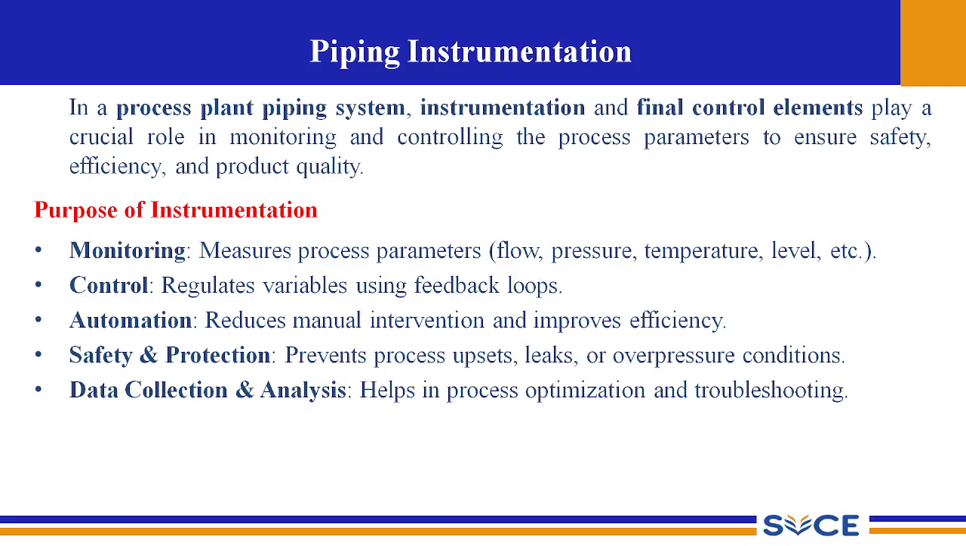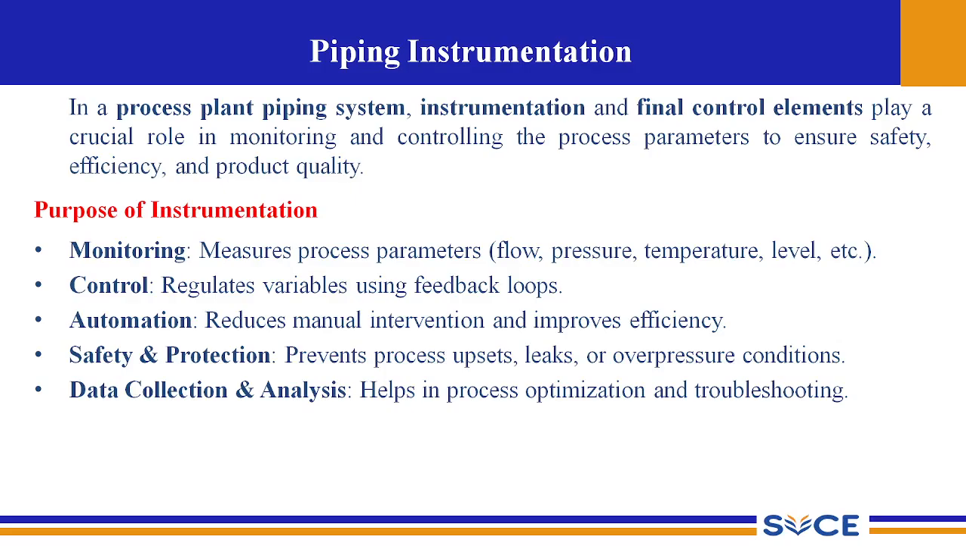Next is the data collection and analysis. If we want to collect the data in all the process piping, then we require certain instrumentation for collecting all the data. So if we need to optimize a process and troubleshoot, then we require the data on the flow, pressure, temperature, level, concentration. That is, we require the data on the process parameters so that we can analyze the data for process optimization and troubleshooting.